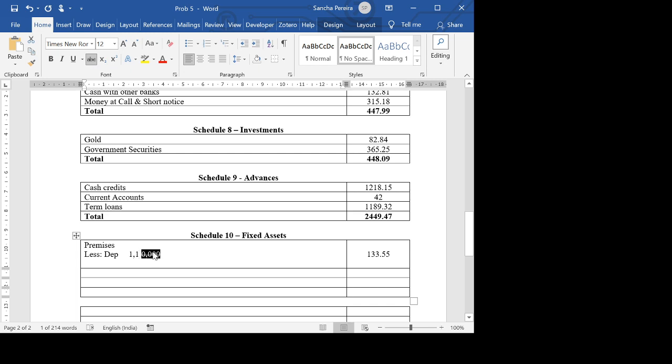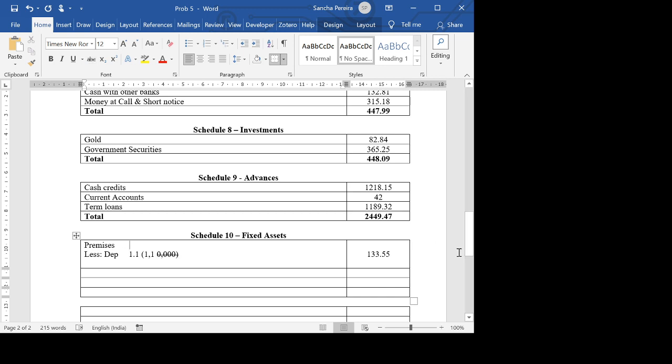I hope you've understood this. It's 5 zeros, we just have 4. If there were 5 zeros, I would have removed them, and it would have become 11. But now since we have only 4 zeros, it becomes a decimal, 1.1.